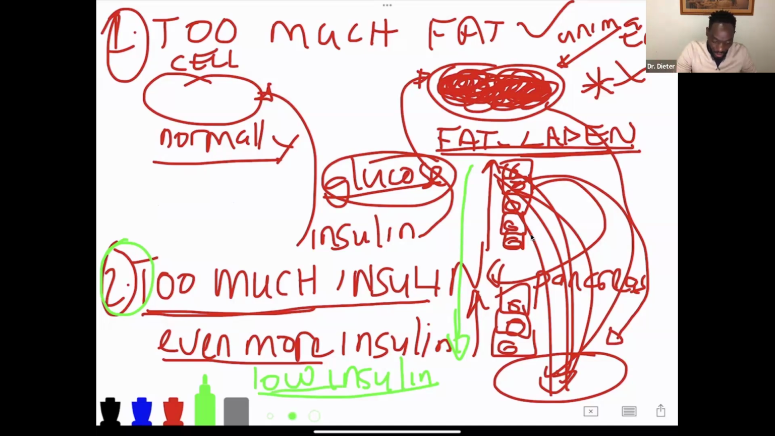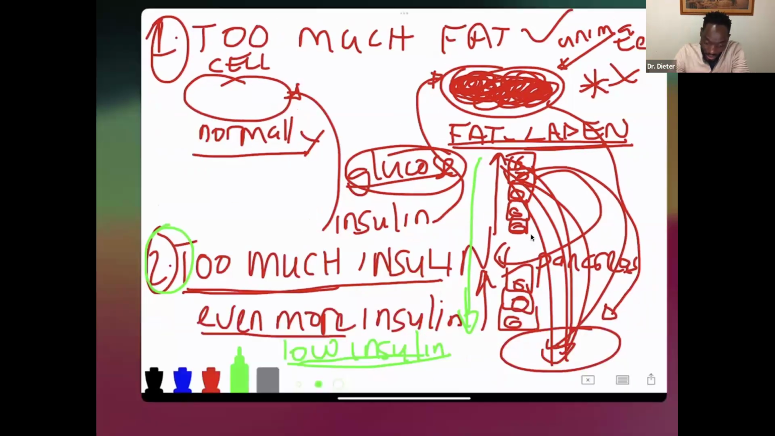You translate that to the cell. When insulin now becomes low, the cell regains its respect for insulin. When insulin now tells the cell, open your doors this wide so that I can let glucose in, the cell is willing to open its doors this wide. And now you're reversing insulin resistance by just that. That's what the yerba mate does.